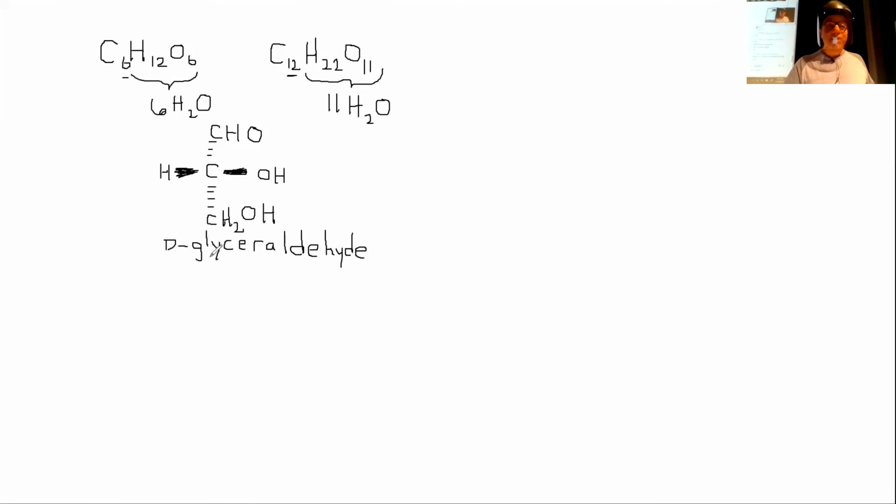But that's D Galactose. And if you know that structure, then you automatically know the structure of L-Glyceraldehyde, which is simply the enantiomer. So that will have the OH on this side.